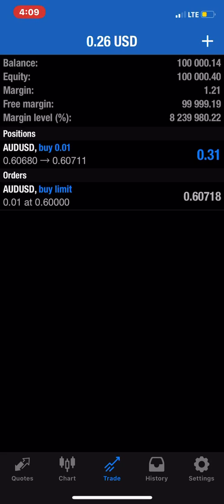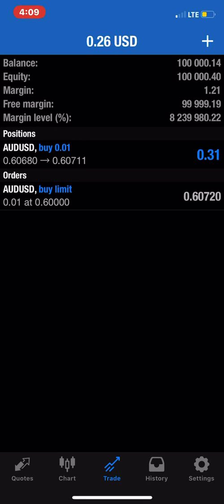And this is what it's gonna look like. As you can see, the first one that we did, the market execution, is already in profit. Okay? So that's how you place a market execution order, which is our default trade, and a pending order trade.